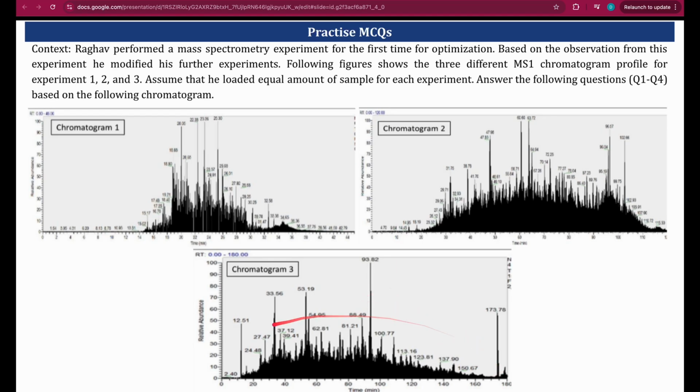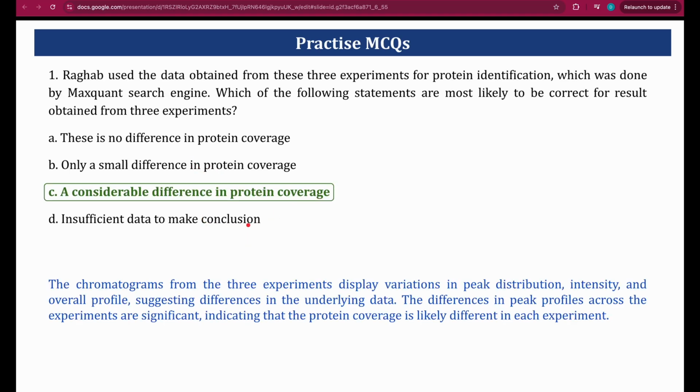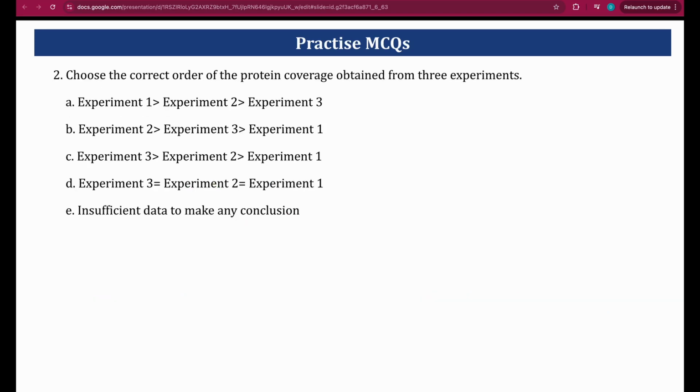So similarly, we should be aware that their abundance is high, so we should take that into consideration. So that's why we can say there is a considerable difference in the protein coverage. Now let's look at the second question, which says you have to choose the correct order of protein coverage obtained from 3 experiments, and these are the options.